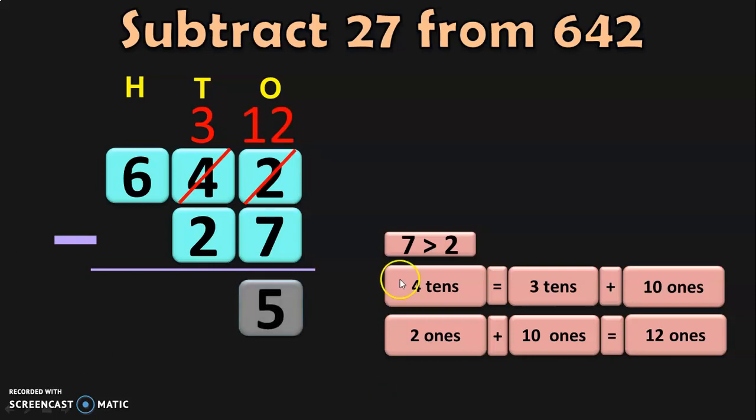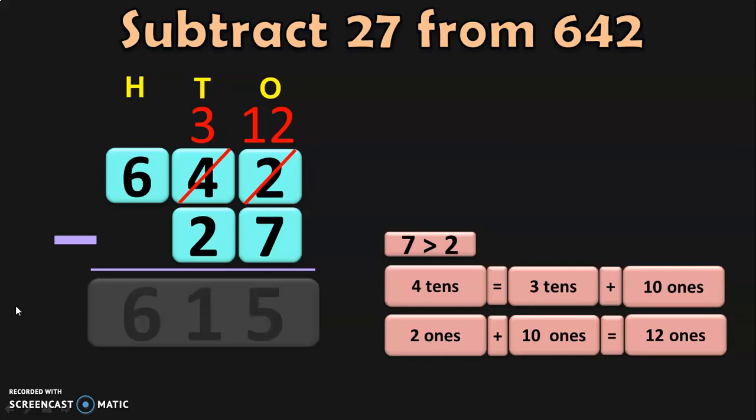Next move to the tens place. 3 minus 2 in the tens place will give you 1. In hundreds place take and write down the number 6. So subtraction of 27 from 642 will give you the answer 615. Hope you have understood how we are regrouping the tens place and doing the subtraction and arriving at the answer.